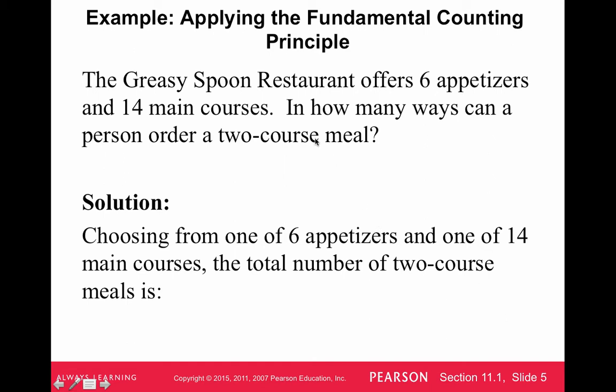So another example: a Greasy Spoon Restaurant offers 6 appetizers and 14 main courses. How many ways can a person order a 2-course meal? In other words, 1 appetizer and 1 main course. So they're choosing one of each. Choosing one of 6 appetizers and one of 14 main courses, the total number of 2-course meals is 6 times 14, which is 84.